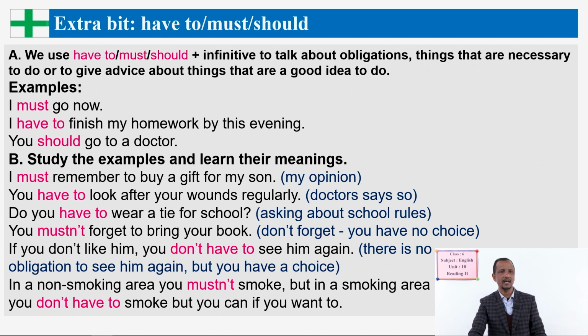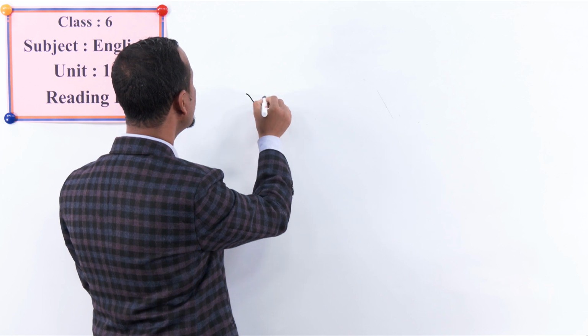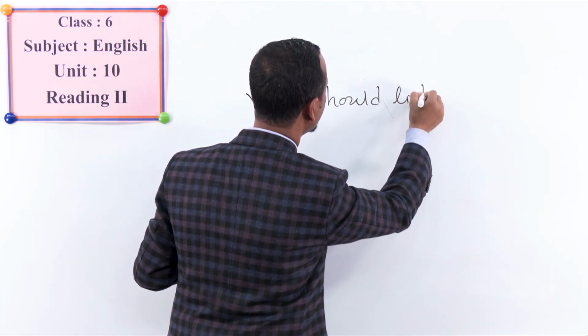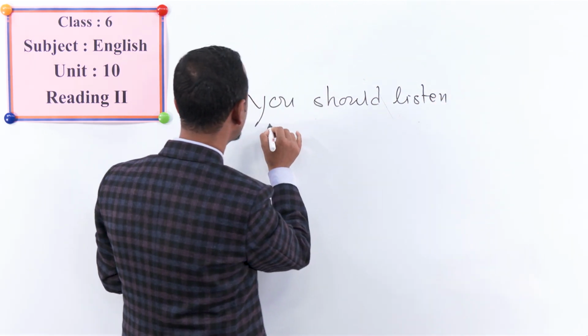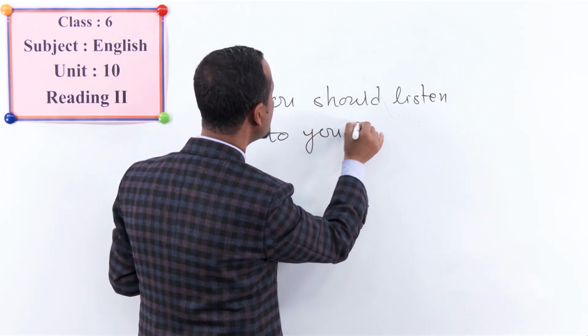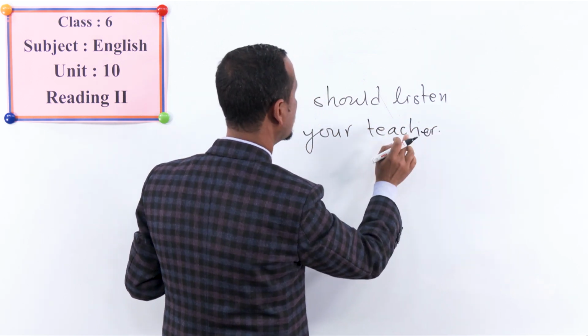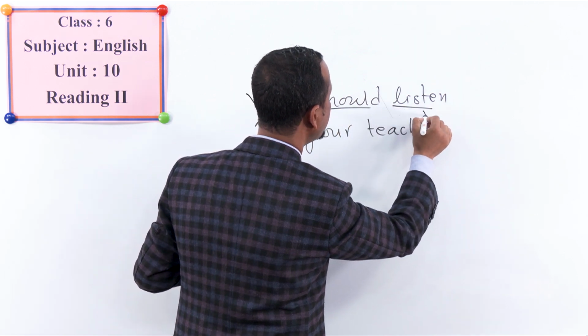The first sentence: we use have to, must, should plus infinitive to talk about obligation. We earlier discussed, after should, must, have to, we have to use infinitive. That means verb 1. Okay, infinitive means what? Verb 1. For example, you should listen to your teacher. See here, should, this is verb 1.